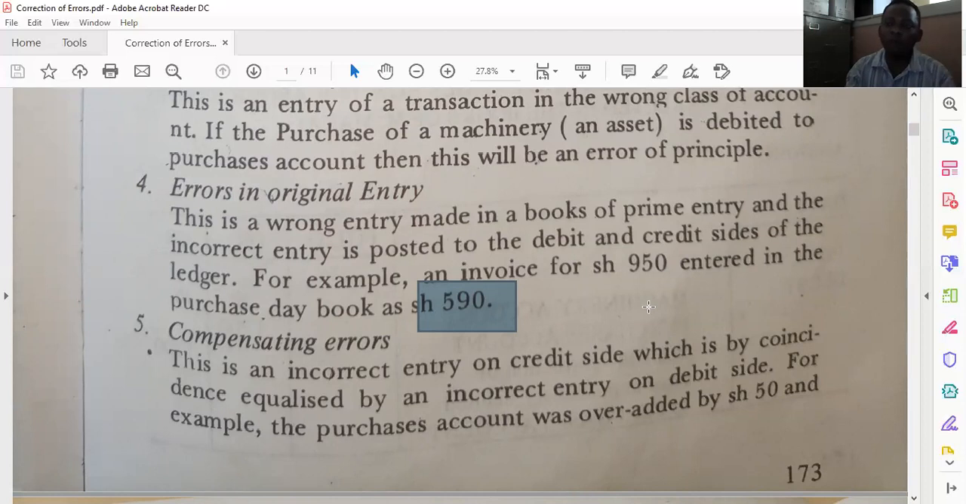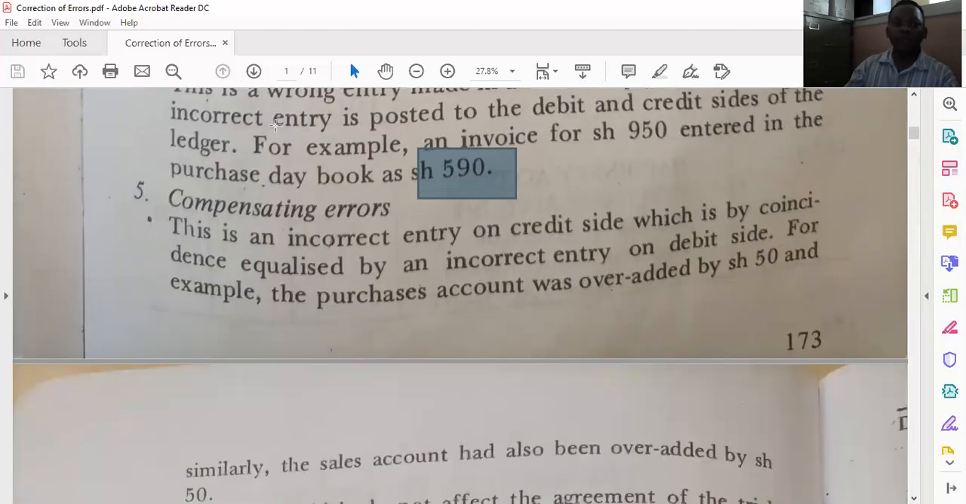So the effect on both sides of the ledger, that is the debit side and the credit side, will still be the same, will still be equal. So as such, the trial balance will still balance, in this case after having entered the incorrect amount. So we also need to correct these figures, these errors not affecting the trial balance, because they will affect the true and fair view of the financial statement.